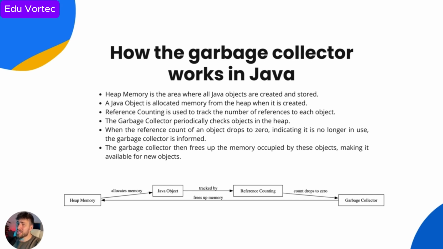So, how does the garbage collector determine which objects are no longer in use? It uses a technique called reference counting. Each object in the heap has a reference count, which is the number of references to the object. When the reference count of an object drops to 0, it means that the object is no longer being used and the garbage collector can safely remove it.